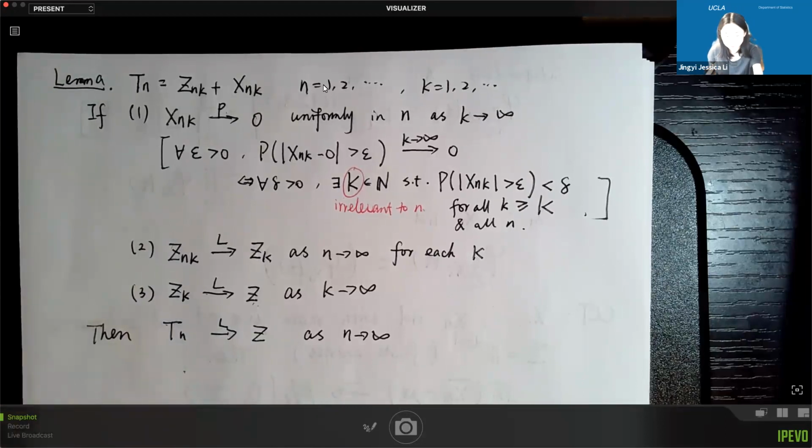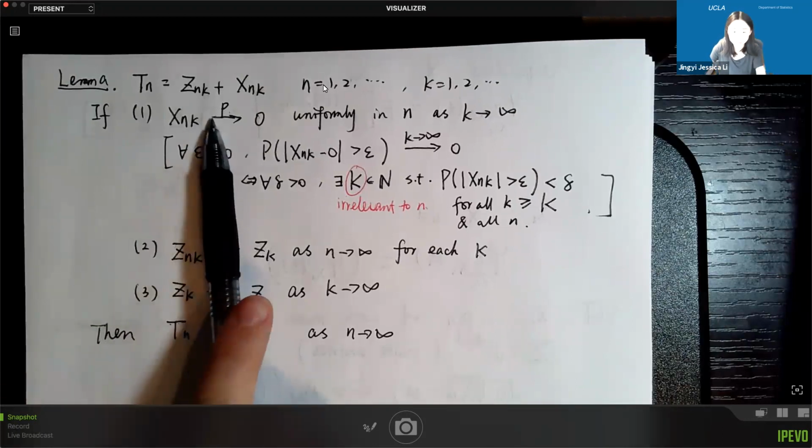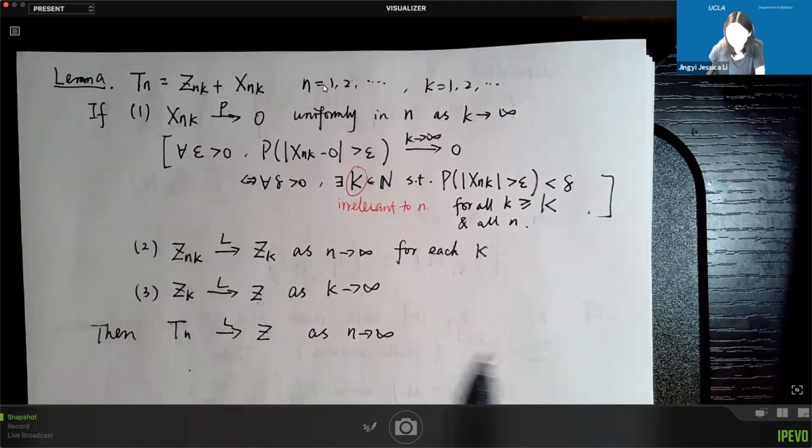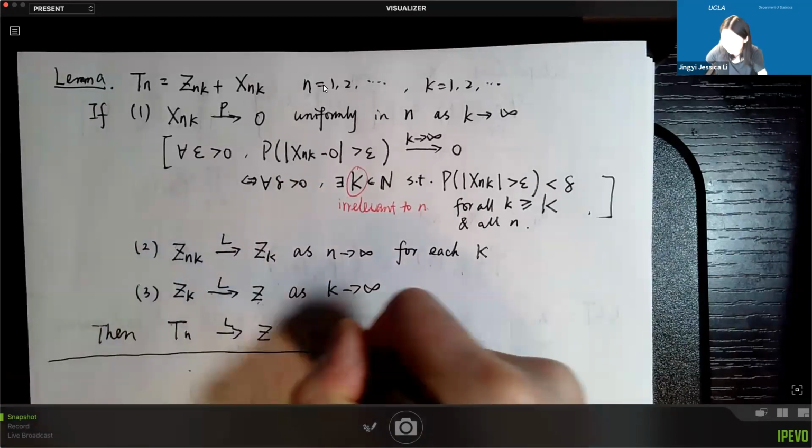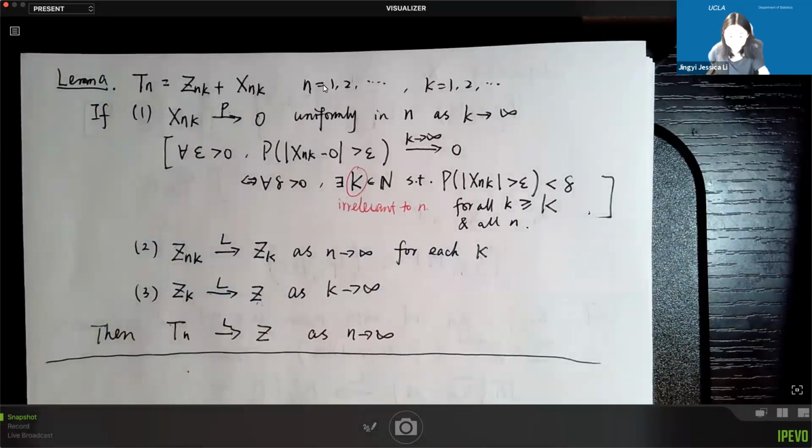I'm not going to talk about the proof of the lemma. You can check it in the notes. It's based on the definition of convergence in law, and that's it. We're also going to use convergence in probability in the middle, but it's a proof based on the definitions of convergence in law and convergence in probability. But we're going to use this lemma to help us prove that theorem.